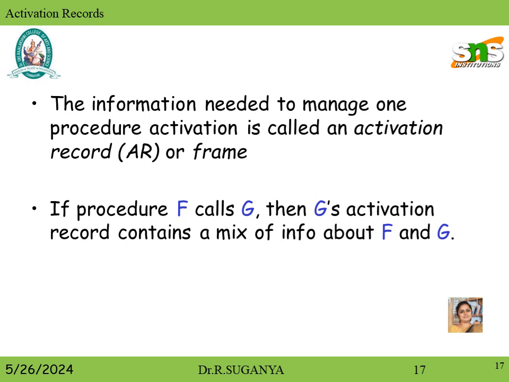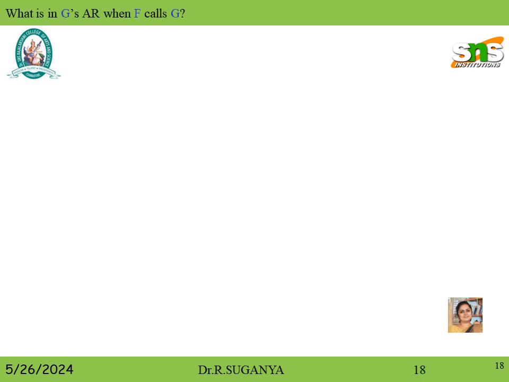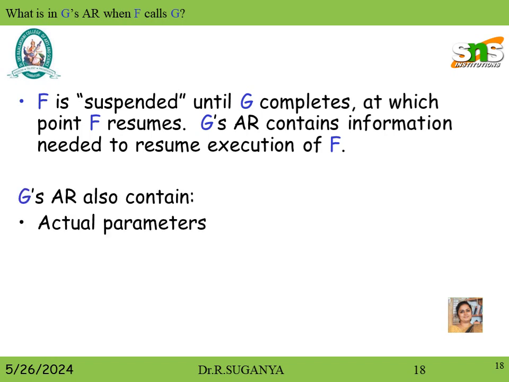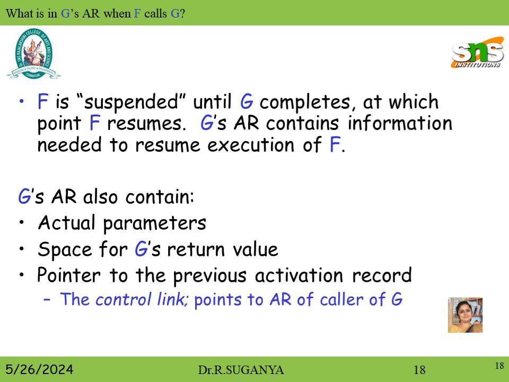The information needed to manage one procedure activation is called an activation record, or frame. If procedure F calls G, then G's activation record contains a mix of information about F and G. F is suspended until G completes, at which point F resumes. G's AR contains the information needed to resume execution of F. G's AR also contains the actual parameter and space for G's return value.